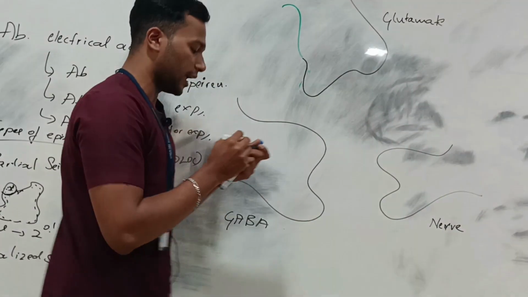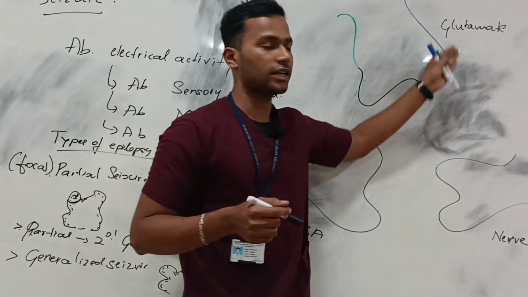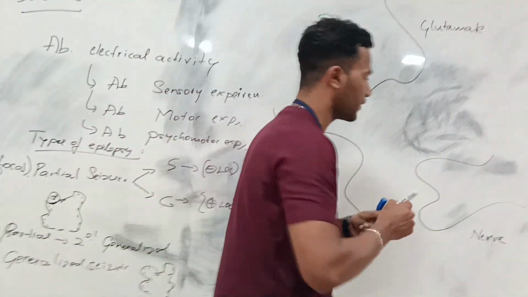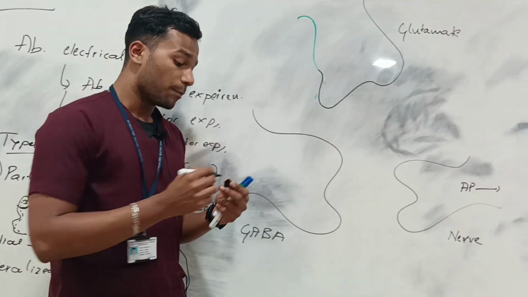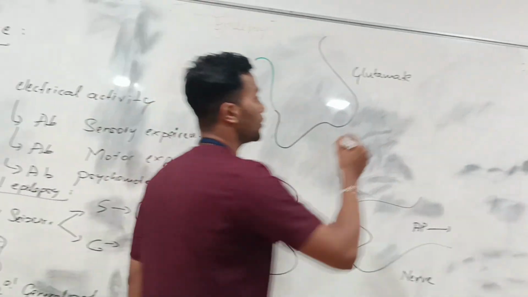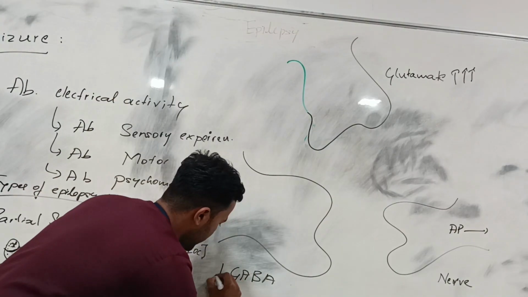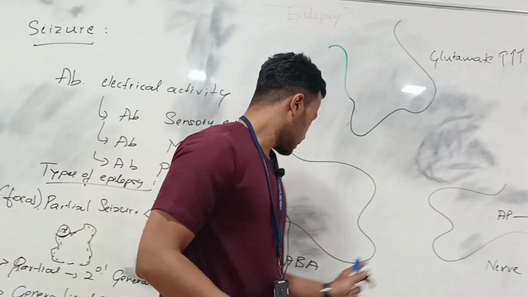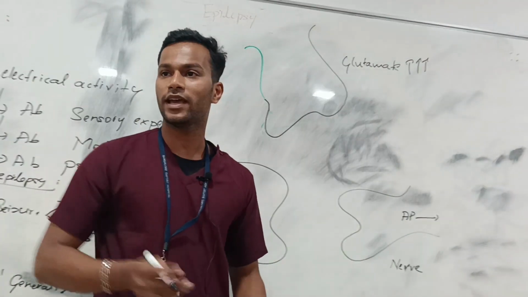Okay, so in the normal discharge, what will happen? There will be proper release of glutamate, there will be proper release of the required amount of GABA, and the required amount of action potential, due to which proper normal conduction of the nerve is present. But in case of epilepsy, the abnormal discharge activity, there will be an increased amount of glutamate release, or there will be a decreased amount of GABA release. That will cause the increased, abnormal action potential, and due to which there will be seizure.